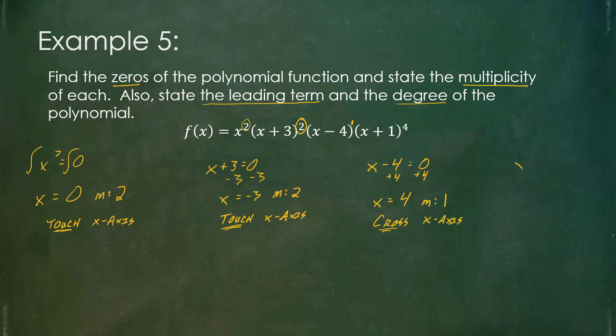And then the very last one, x plus 1. Set that equal to 0. I would subtract 1 to get my 0 of negative 1. It has a multiplicity equal to the power outside, which was 4. Because that's even, I know it would just touch the x-axis, or bounce off of it if you prefer that description, but it would not actually cross over.